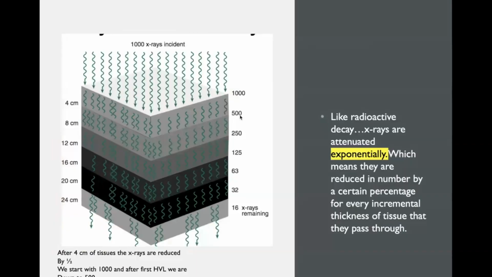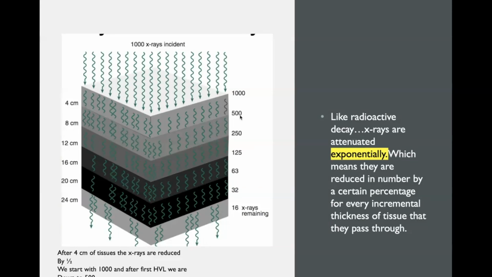And this is basically the same type of diagram. Let's say you have 1,000 X-rays that are incident, and then as they pass through the layers of tissue or the layers of a substance, they're reduced by half. So one half-value layer in this example is 4 centimeters. If it goes through that 4 centimeters, which is one half-value layer, the X-rays would be attenuated to 500. If they go through 2 half-value layers, the X-rays will be attenuated to 250.